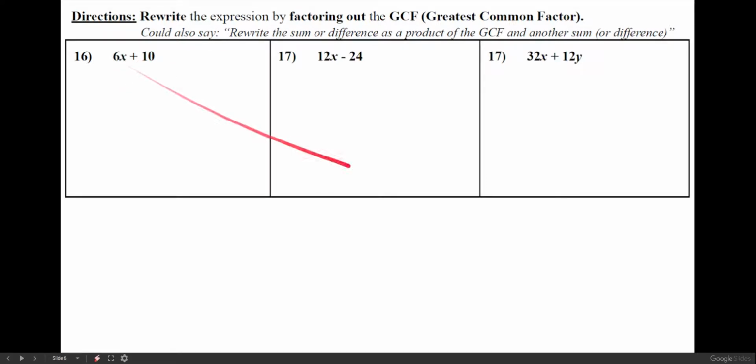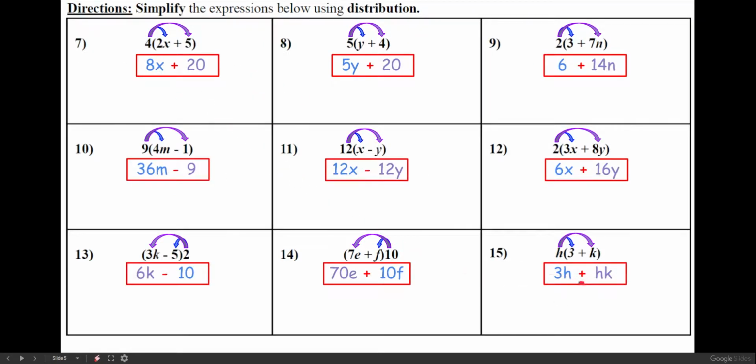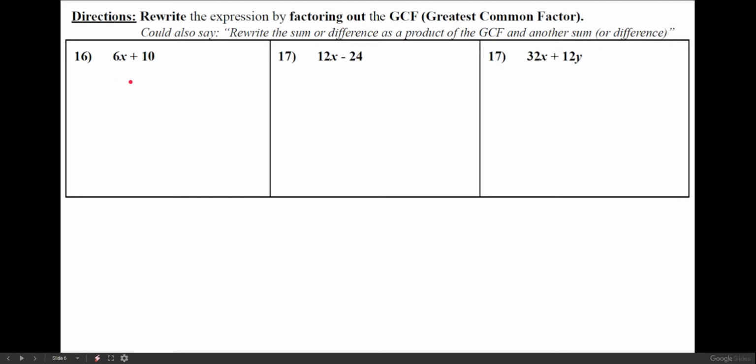What we want to do is basically the opposite of this. So you've got this answer, or you've got these answers right here, like 70e plus 10f, and they're asking you to turn it into something like this, something like the problem. Anyhow, the way you would do this is to find the GCF. I do this upside down ladder thing, or like double division.